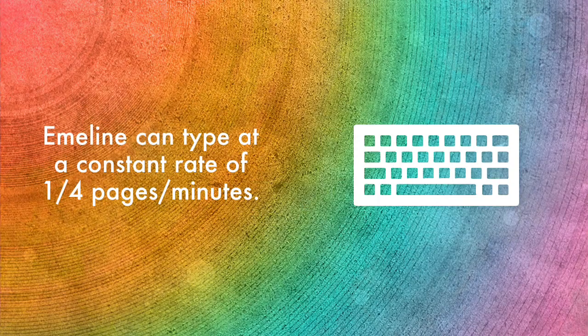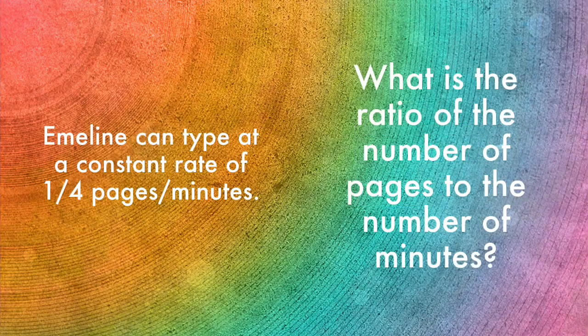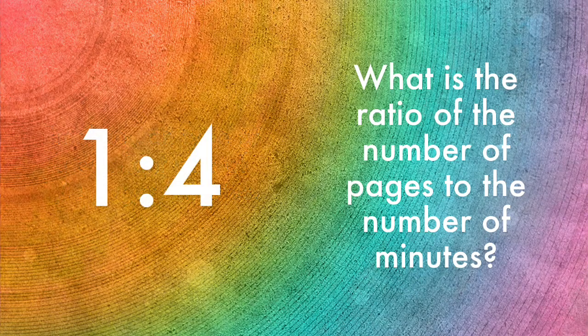Okay, now, Emmeline. She can type at a consistent rate of 1/4 of a page every minute. What's the ratio of the number of pages to her number of minutes? If she types 1/4 of a page for every 1 minute, then we know that we can multiply 1/4 by what? 4. And that will give us 1 unit. But if we multiply 1/4 by 4, we also need to multiply the number of minutes by 4, and that would give us 4 minutes. All this to say that 1/4 of a page every 1 minute is equivalent to 1 page every 4 minutes.